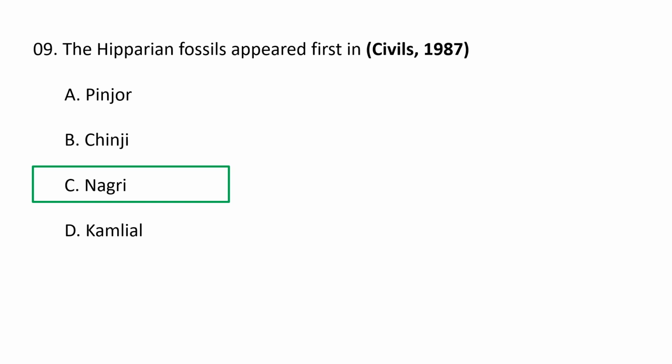Hipparions are three-toed horses belonging to Perissodactyls, and they appeared in the late Miocene of North America and migrated to other regions of the world. They reached their highest diversity during the late Miocene and survived until the early Pleistocene. And in the Siwalik group of the Indian subcontinent, the Hipparions first appeared in the Nagari Formation. So C is the correct answer.